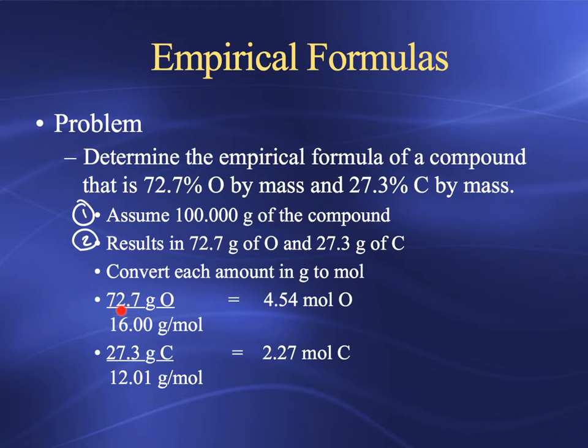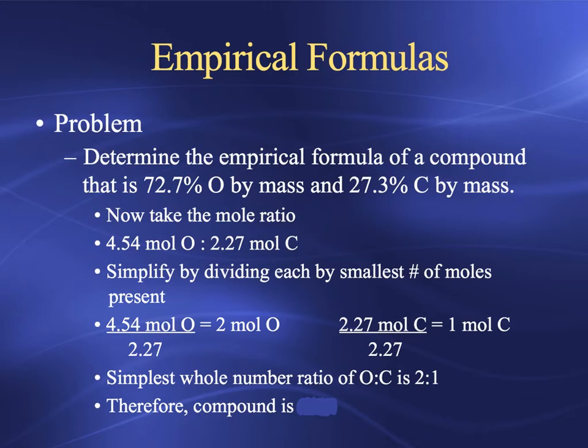Well, 72.7 grams of oxygen, that's what we're starting with, divided by its molar mass, 16.00 grams per mole, is going to give you 4.54 moles of oxygen. Do the same thing with the carbon, but don't forget its molar mass is different. 27.3 grams, converting to moles, you divide by its molar mass, 12.01. You get 2.27 moles of carbon. So step 3 is to convert the number of grams into moles, grams to moles, which really means divide by the molar mass.